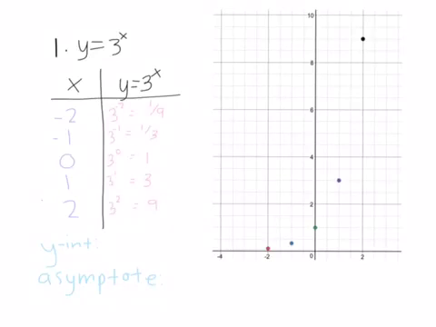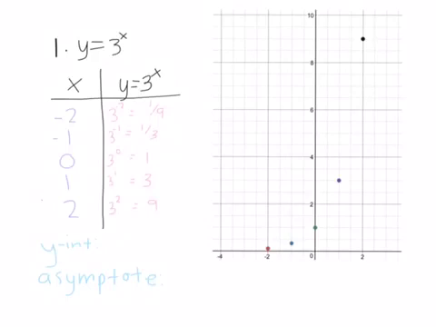Okay, so for our first part for exponential functions, I have to show you a graph of the exponential function y equals b to the x power, where b is going to be greater than 1. So I just chose 3 as our b. So our function is y equals 3 to the x power.